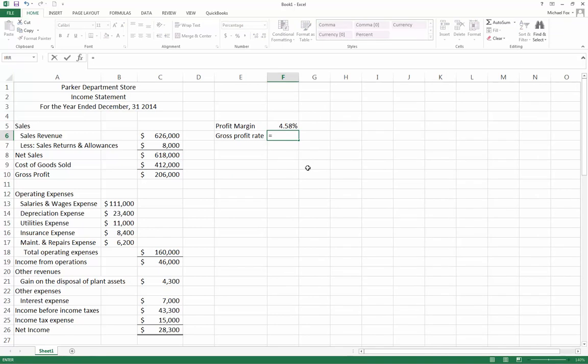All right. So gross profit rate is the gross profit divided by the net sales. 33.3%. All right.